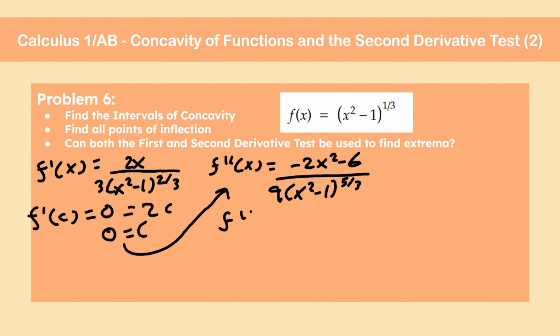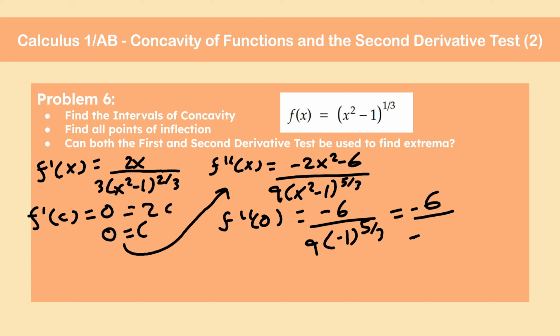So the second derivative at 0 is going to be equal to negative 2 times 0 minus 6 over 9 times 0 squared, which is 0, so you have negative 1 raised to the power of 5 over 3. So now we have negative 6 over negative 9, and this will simplify to 2 over 3, which is positive, which means that the point at 0 is a minimum. f of 0, so let's plug in 0 into here: 0 minus 1 to the power of 1/3 is just negative 1.